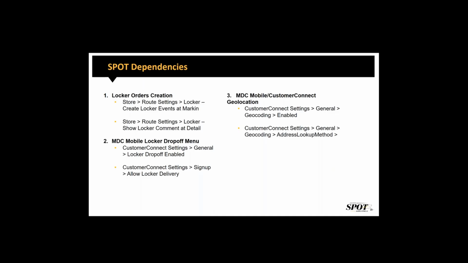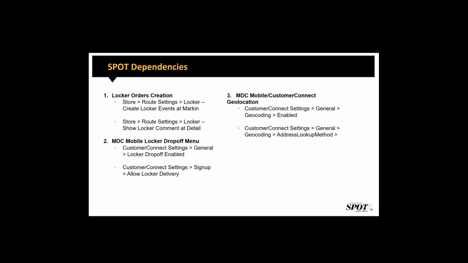And then number three is just in case you don't have geolocation enabled. If you don't know what geolocation is, that is just the ability for addresses that are valid and can be mapped to be utilized for new customer signups. So this is found in Customer Connect settings, general, geocoding enabled, and Customer Connect settings, general, geocoding address lookup method.